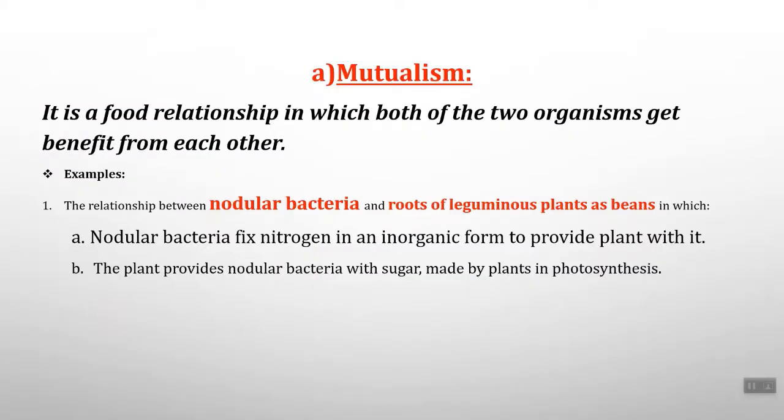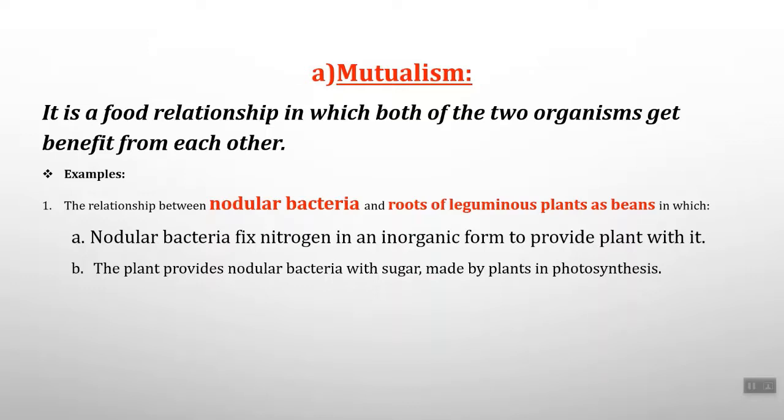Number one, the mutualism. The mutualism is a food relationship in which both of the two organisms get benefit from each other, as the nodular bacteria and the roots of the leguminous plants such as beans. There is a relationship between the nodular bacteria and the beans plant. It is the mutualism. Why? Because both of them get benefit.